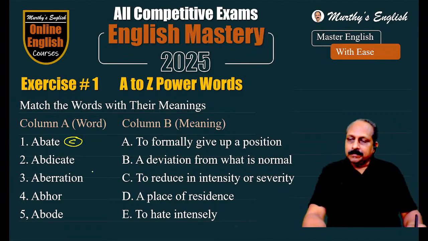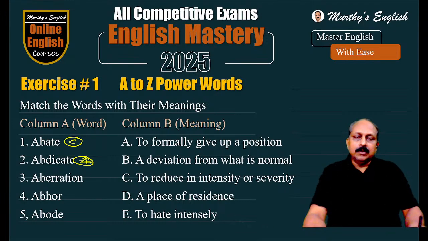Abdicate means what? If one student gives the answer, at least one student, then I will make a note. You need some time to answer. Second word, abdicate. Yes, Tripura Sundari. Abdicate means to formally give up a position. Answer is A.